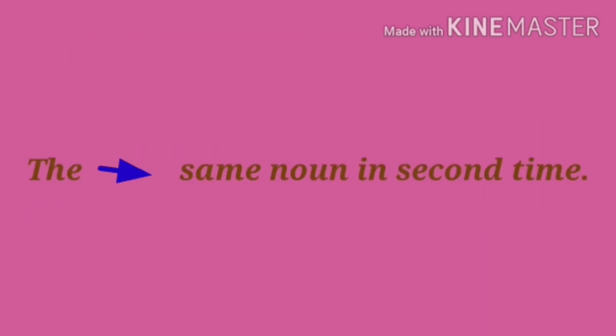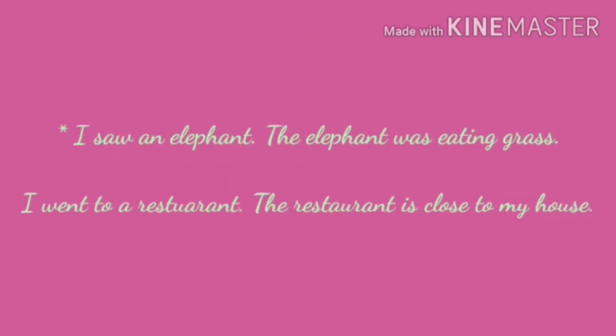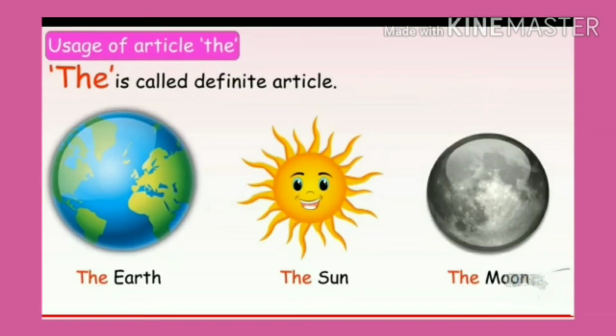Second point, we use the when we talk about the same noun a second time. For example, I saw an elephant. The elephant was eating grass. I went to a restaurant. The restaurant is close to my house. Here you can see that we use the when the same noun is used again.